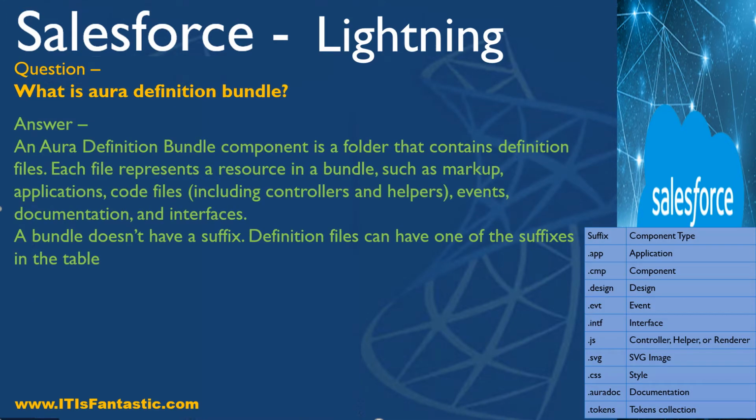What is an Aura definition bundle? An Aura definition bundle component is a folder that contains definition files. Each file represents a resource in a bundle, such as markup, application, code files, events, documentation, and interfaces. And as we can see, the definitions of some of those suffixes are in the table below.